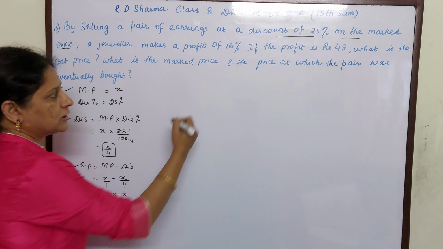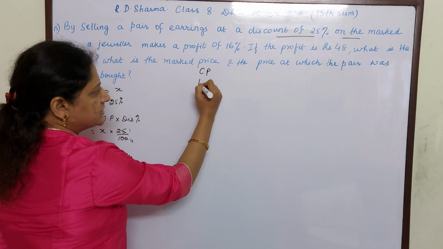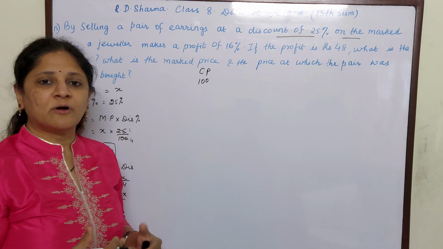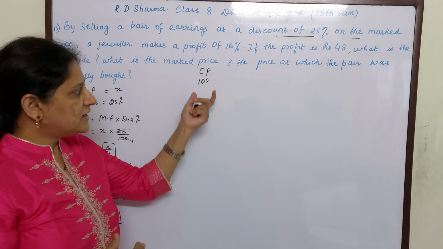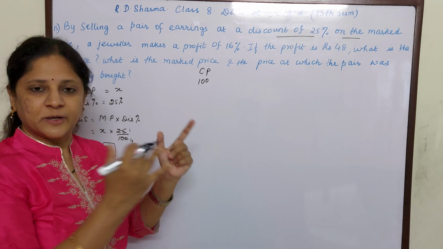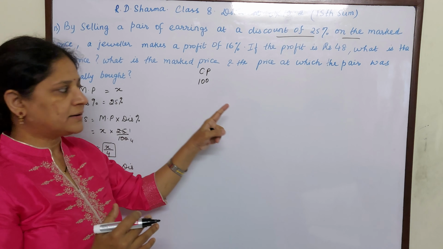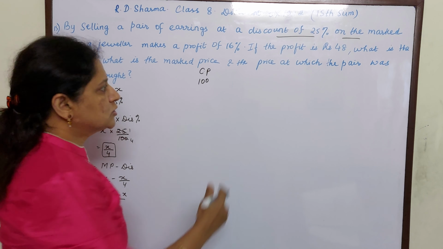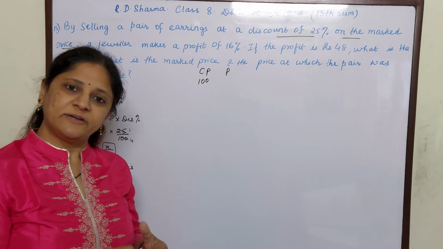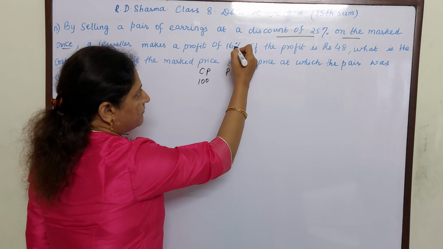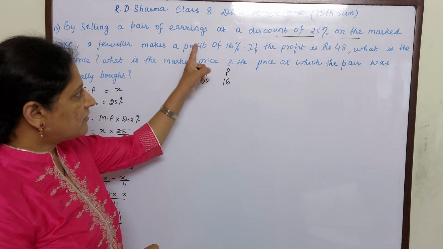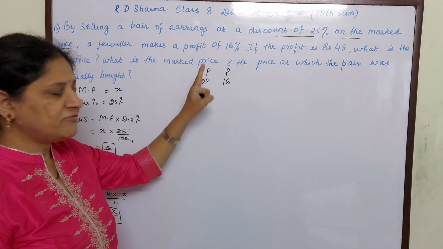Here the cost price is not given. Whenever the cost price is not given, children, we assume it to be 100. And if it is a profit of 16%, whenever you calculate on 100, the profit percent and profit are the same, because 16% means 16 by 100, and 100 will get cancelled. So whatever the profit percentage is, that only will be the profit also. If profit percent is 16%, then profit is also 16.